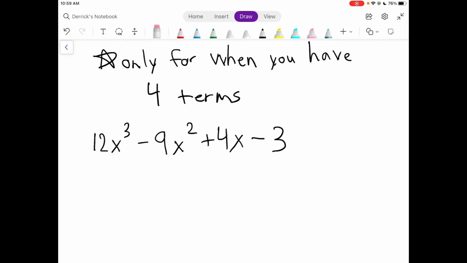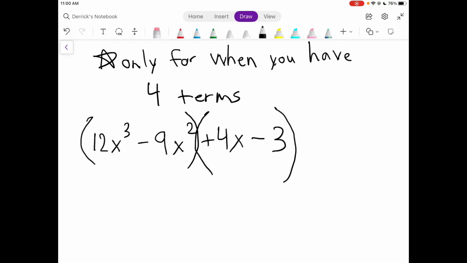Okay? If we have 4 terms, like the example that you see here, 12x to the third minus 9x squared plus 4x minus 3. 4 terms. As the name factoring by grouping would imply, we are going to take this 4-term expression and split it up into groups, specifically groups of 2. So I'm going to group the first 2 terms and give them their own parentheses, and I'm going to group the second 2 terms together and give them their own parentheses.